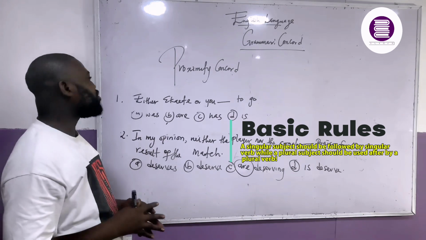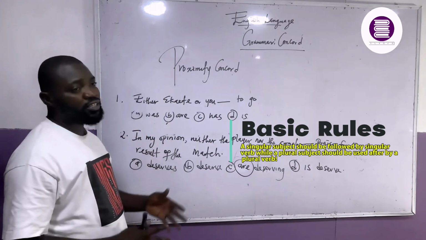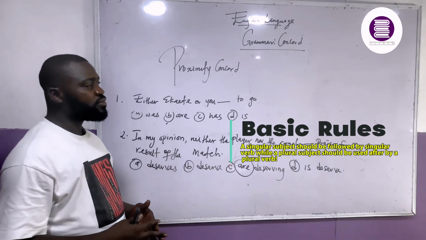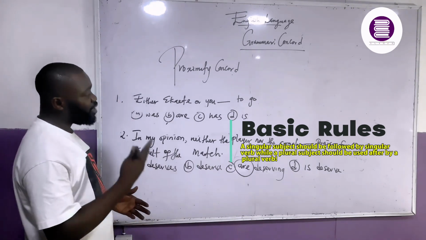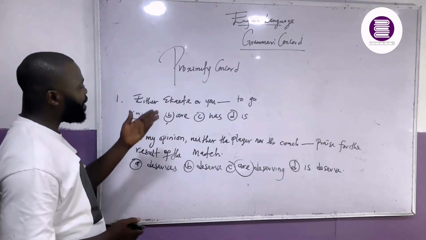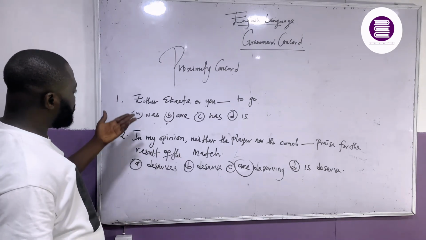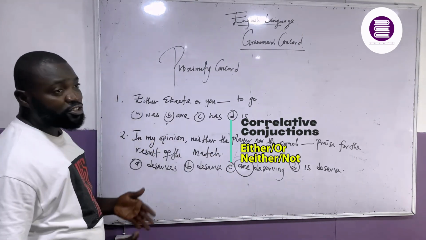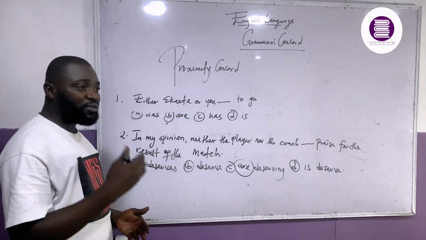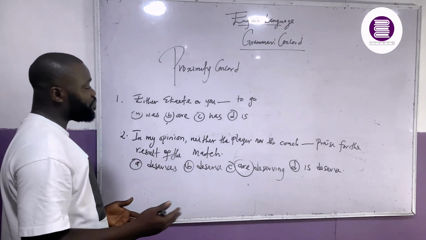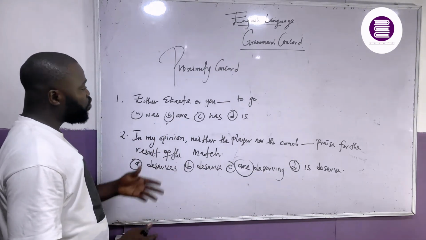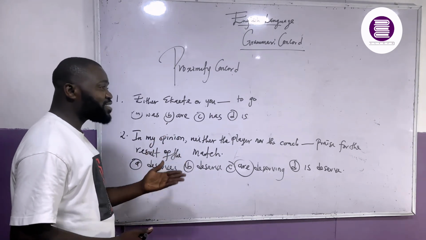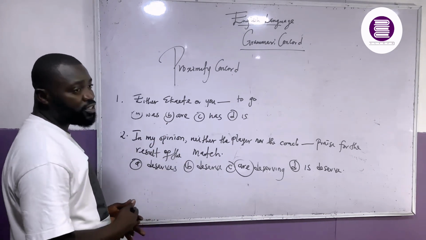Now, there's a kind of Concord we refer to as proximity Concord. Proximity simply means nearness. Anytime we have two subjects connected by a correlative conjunction, that is either or, neither nor, it is the subject that is nearest to the verb that will determine the verb to be supplied for the sentence. When the subject is plural, the verb will be plural. When the subject is singular, the verb will be singular.